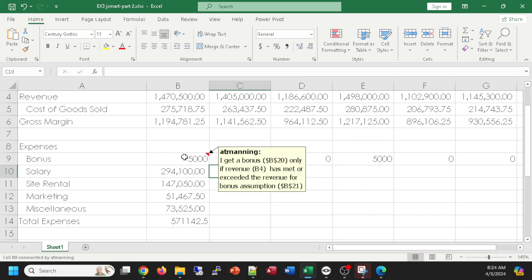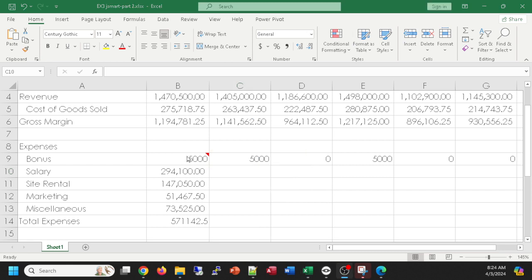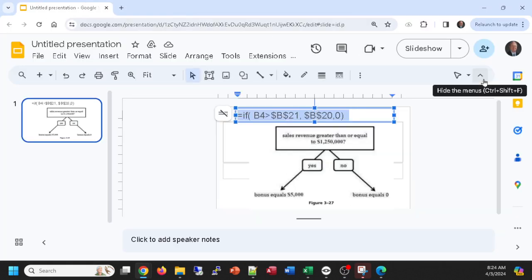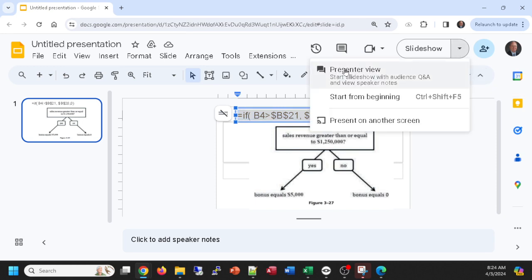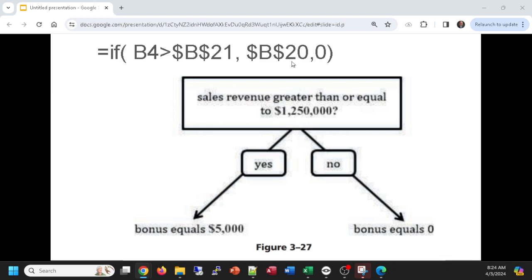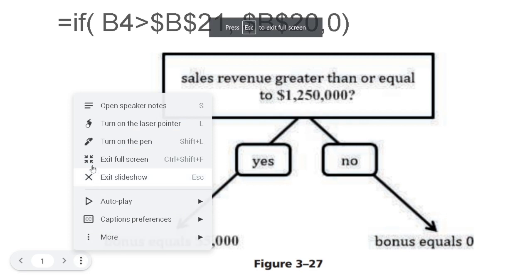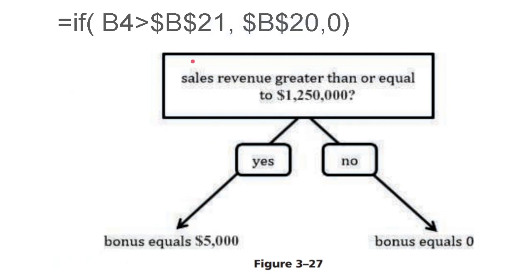Let's just review that whole if formula, and I decided to make for you a little explanation here. Let's see if this will work for us. I did a presentation, a slideshow in Google Docs, and I'm going to present that and hit F11 to go full screen and turn on my pen so I can mark this up. So here is the formula. If B4 greater than B21, that should have said greater than or equal, comma B20, comma 0. Here's a graphical way to display that function.